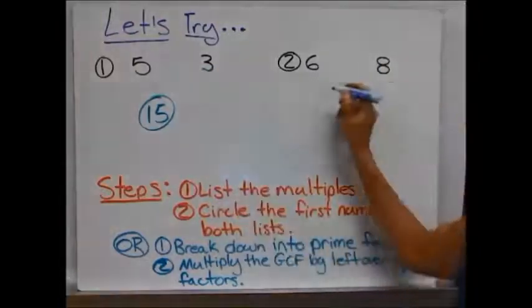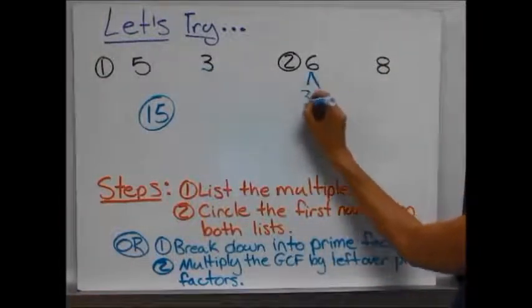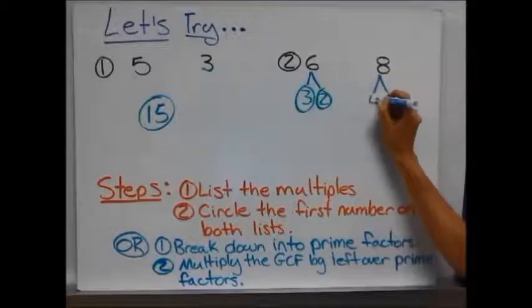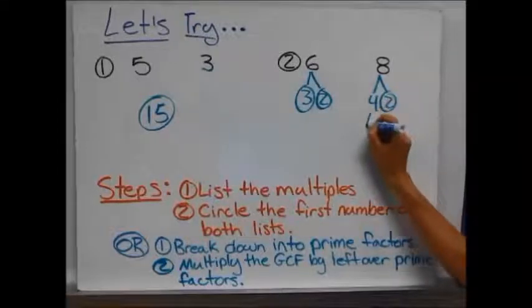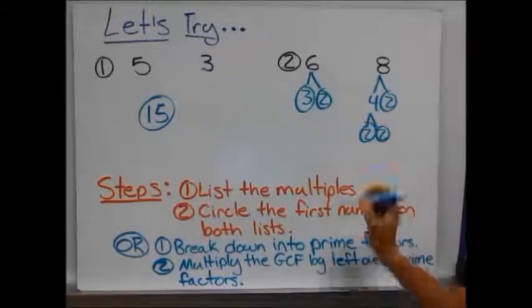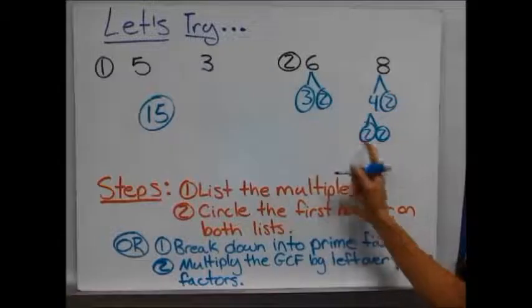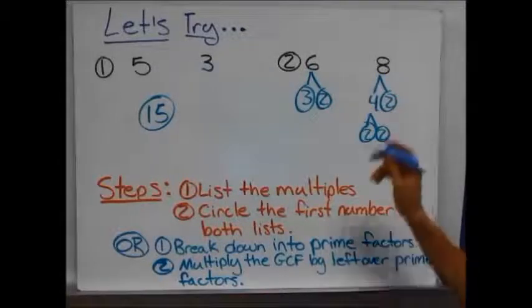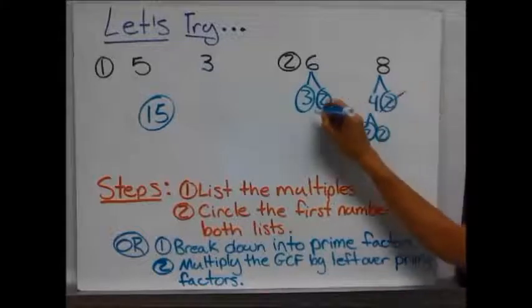All right, 6 and 8, I can break into a factorization tree. That gives me 3 and 2, 4 and 2, and then I can break the 4 into 2 times 2. I'm going to look to see what they both have in common. Their greatest common factor is 2.